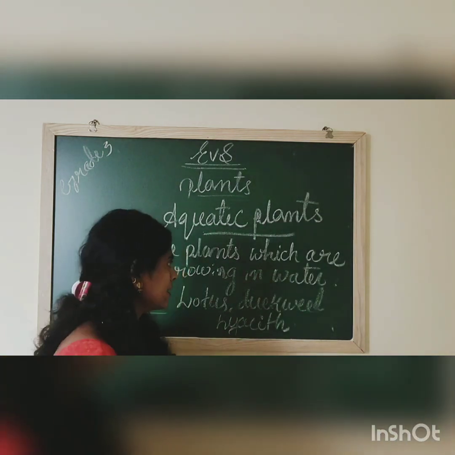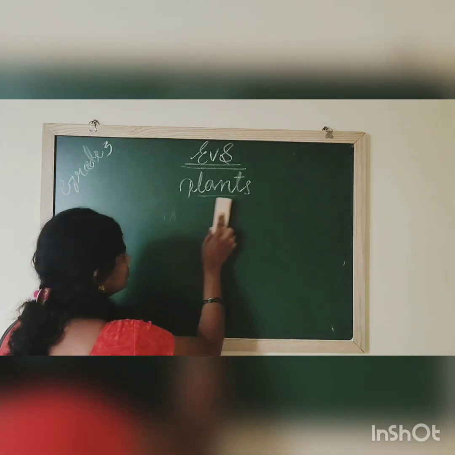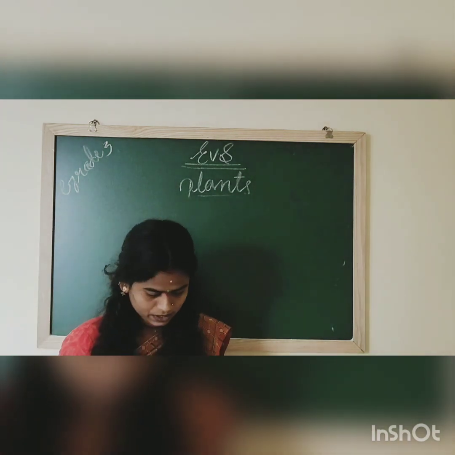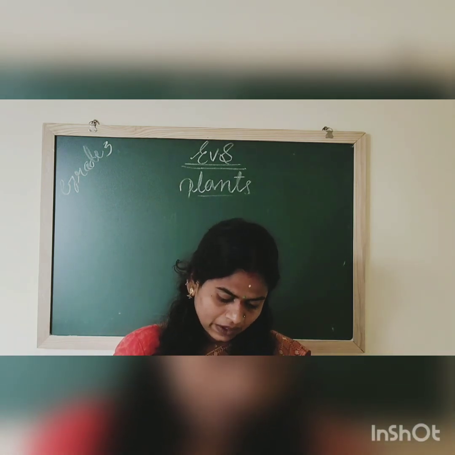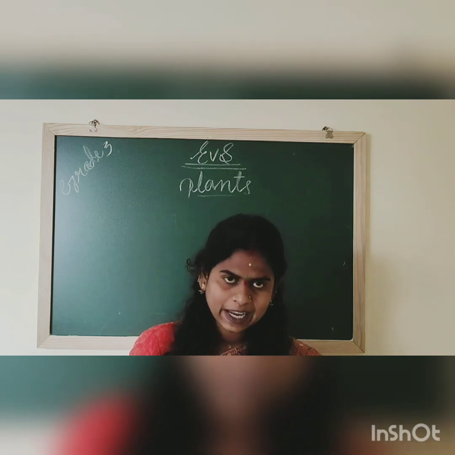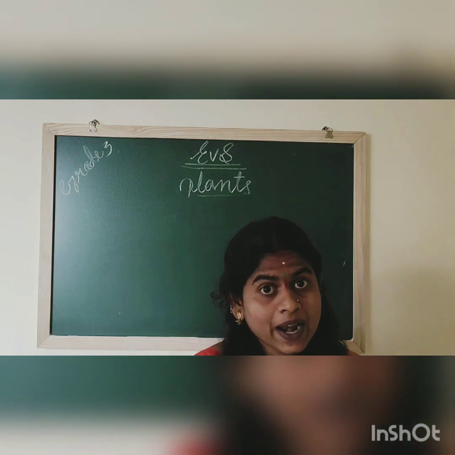Okay. So next, let us study one more point. Plants like cactus and date palm can live in a very hot and dry climate with very little rainfall. They are desert plants.